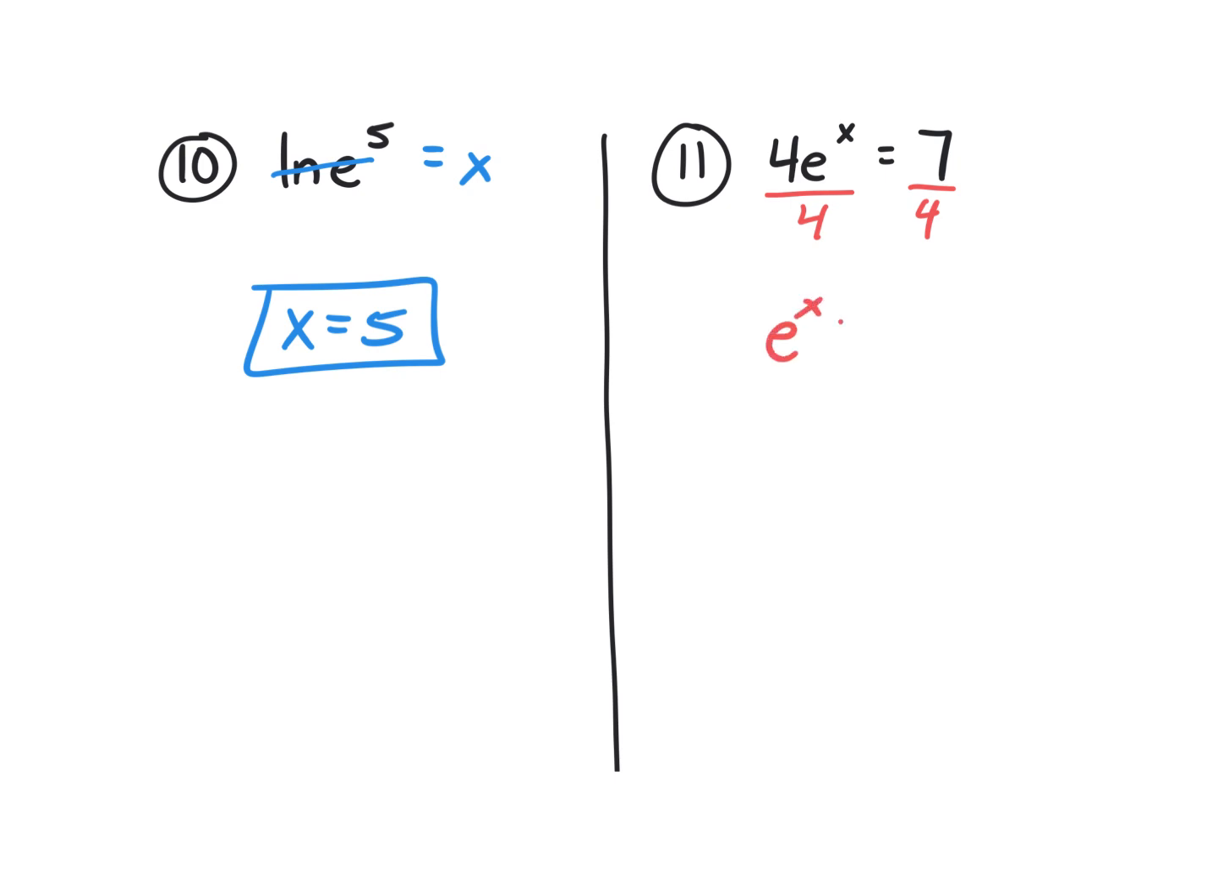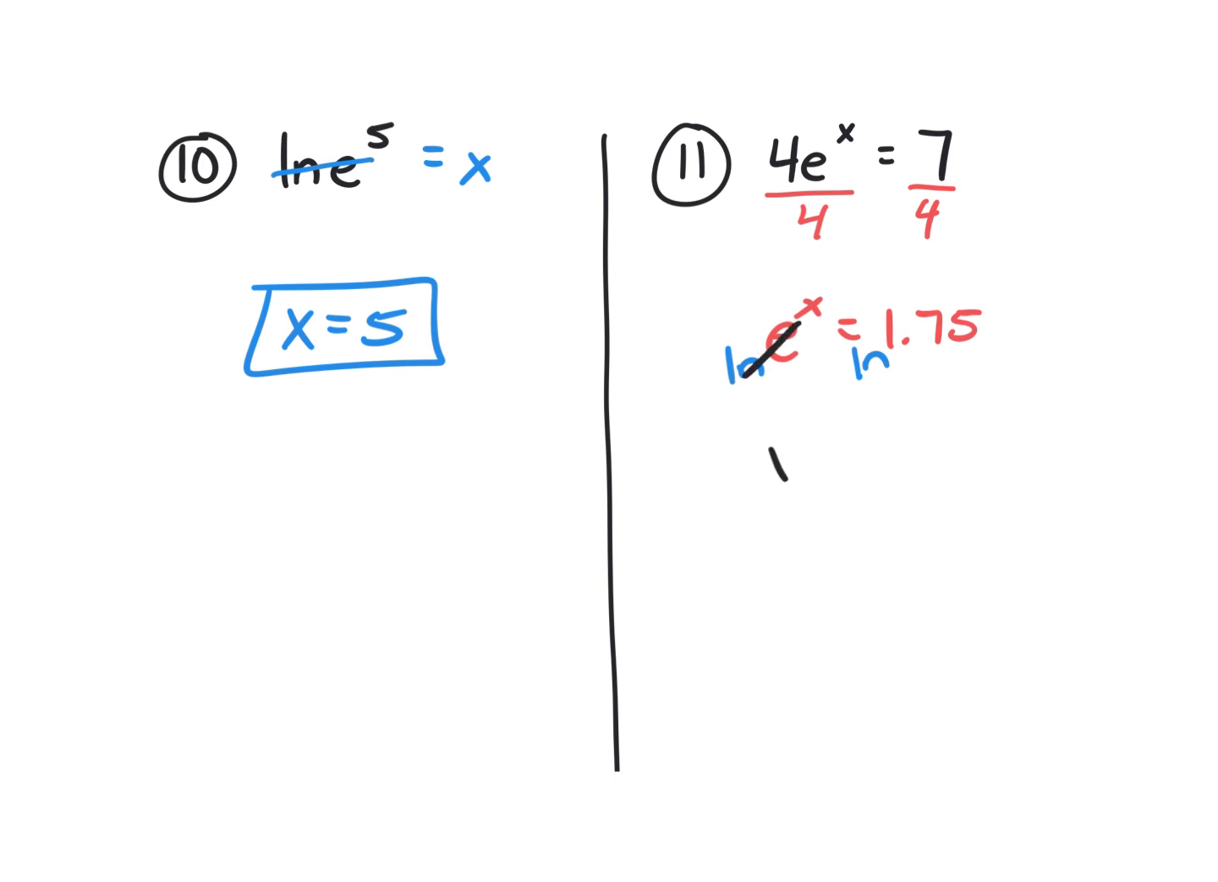So type 7 divided by 4 on your calculator. You should have 1.75 right now. Leave that in your calculator. What's the last thing I need to do to get x by itself? How do I get to that x? How do I get rid of this e? Yep, natural log. What you do to one side, do to the other. What happens on the left side there?